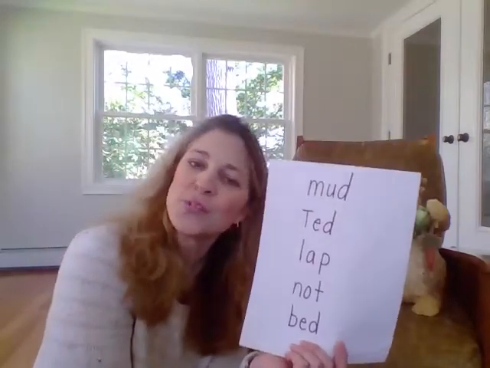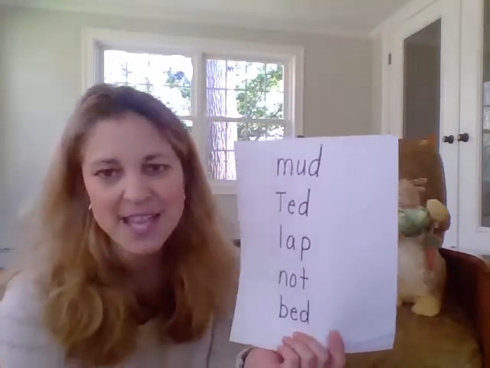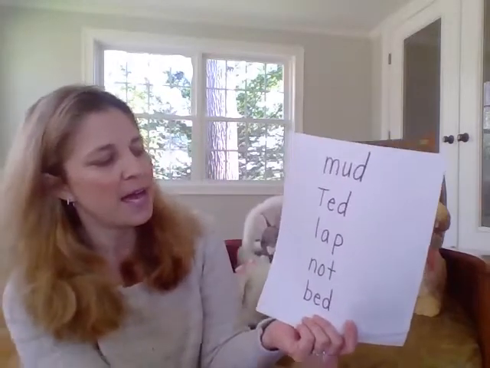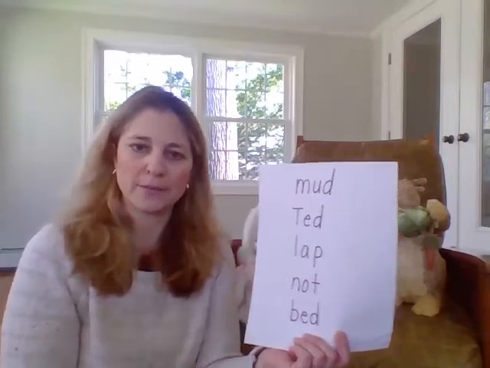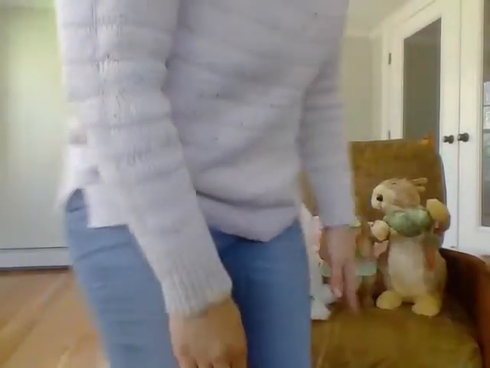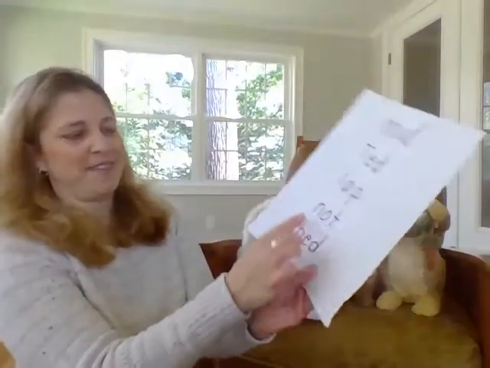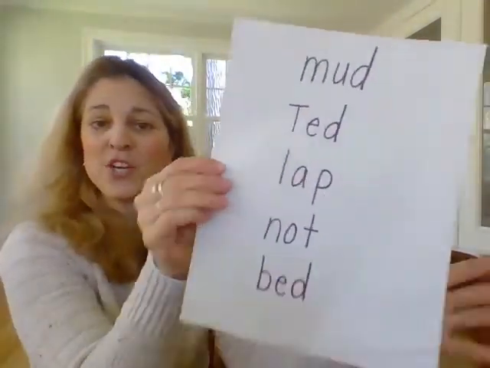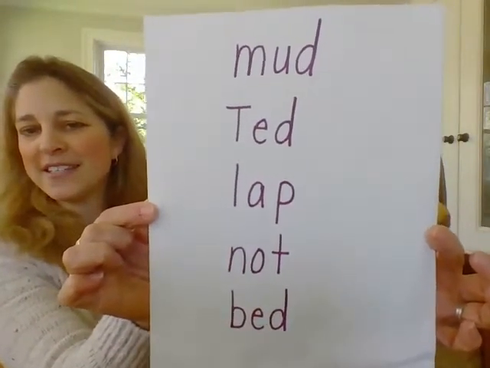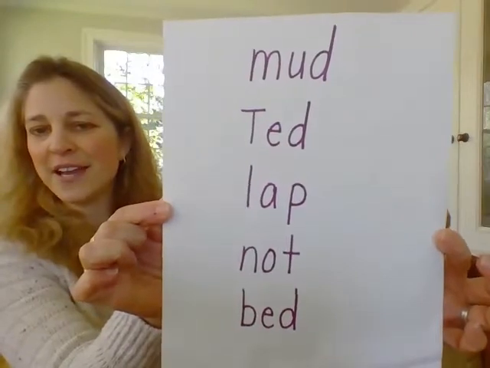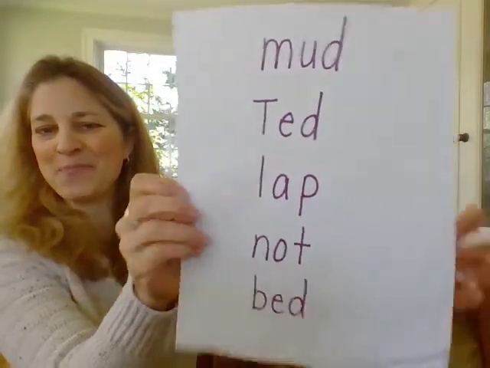All right, so let's take Ted. I used to know someone named Ted. Ted is a person's name. Lap. I'm putting my hands on my lap. That's my lap. I'm not going to do it. The next one is not. Boys and girls, can you put one of these words in a sentence and tell an adult? I know you can do it.